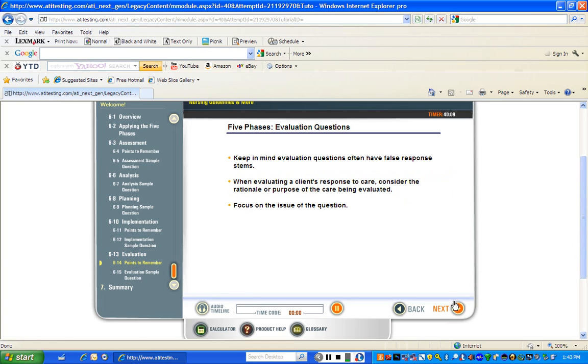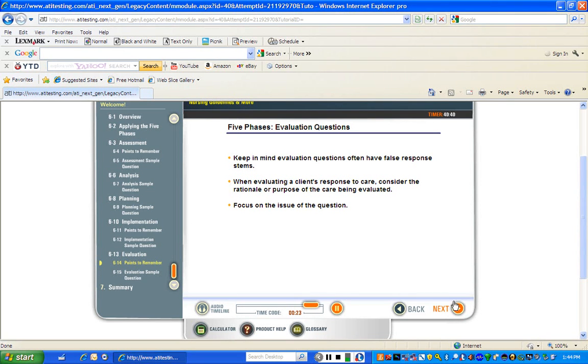When answering evaluation questions, keep in mind that they often have false response stems that require an answer indicating, for example, that the client needs more teaching or that a nursing procedure was done incorrectly. Also, always consider the rationale or the purpose of the care being evaluated, and that this must relate to the issue of the question. So be certain to focus on the issue of the question.